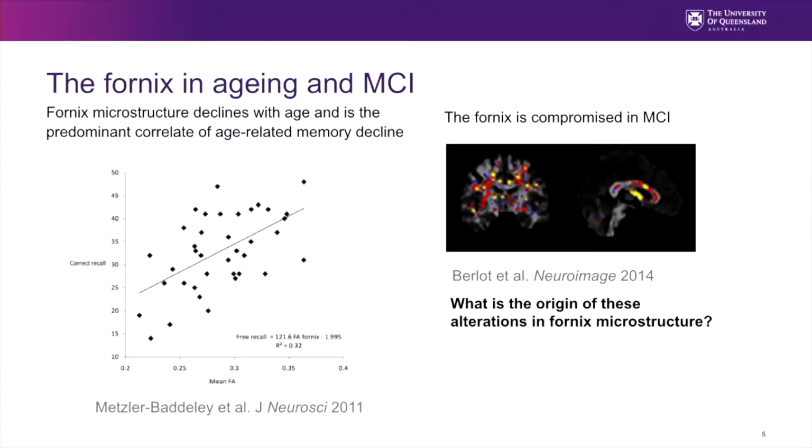So they explain much of the change in verbal recall performance with age, and they also explain some of the inter-individual differences between people of similar age, in that we still see relationships when we co-vary the effect of age out. And if you look at people with early memory problems, people with a diagnosis of mild cognitive impairment, the Fornix is compromised at an early stage, and it's really relatively easy to show change in that structure.